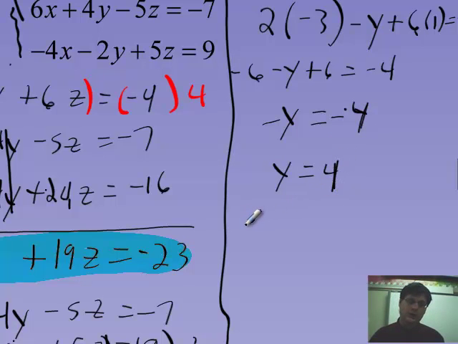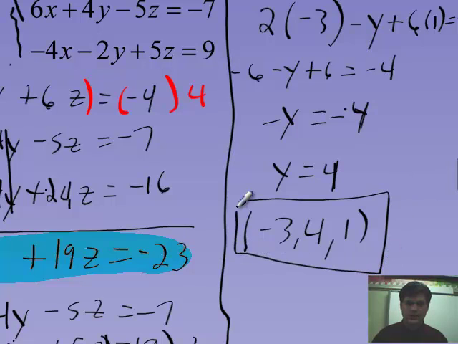So finally, we can write our ordered triple. It's a point in space, which would be negative 3, 4, and z is 1. And then we can finally box in our answer.